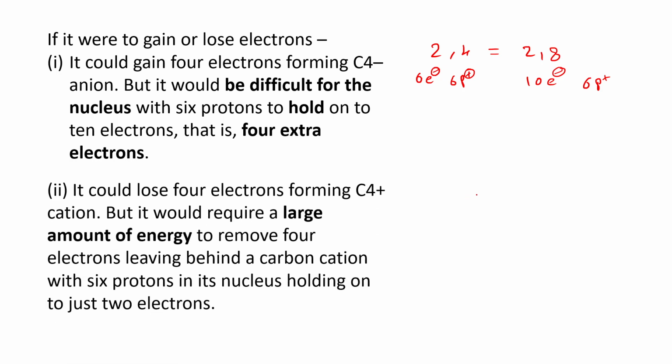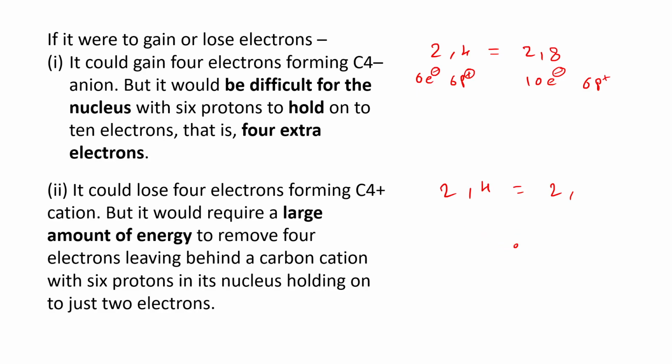Going further, let's learn what if it donates 4 electrons. If carbon donates its 4 electrons from the outermost shell, then it will have only 2 electrons left. But it would require a large amount of energy to remove 4 electrons, leaving behind a carbon cation with 6 protons in its nucleus holding on to its 2 electrons. That means, if you want to remove 4 electrons.